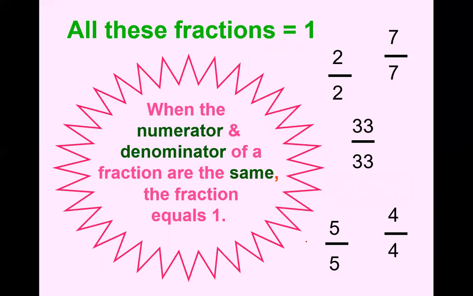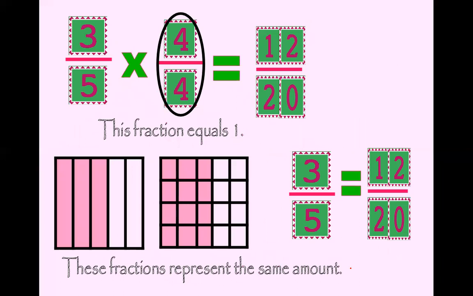So what does it mean? Every one of these fractions is equal to 1. Why? Because the numerator and denominator are both the same. We get a fraction equal to 1 when the numerator and denominator are the same. When the top number and the bottom number are the same, this gives you a fraction which is equal to 1, and it is called the whole.